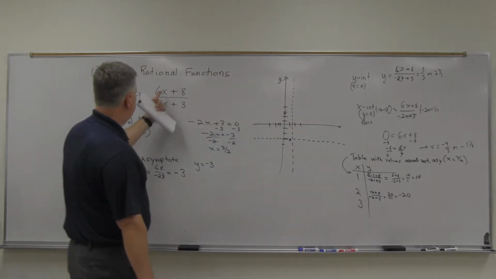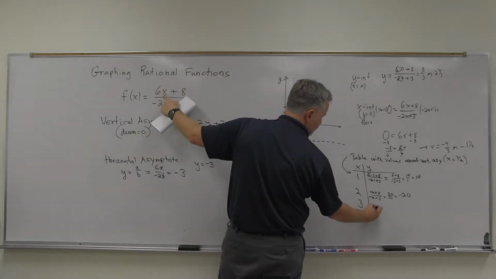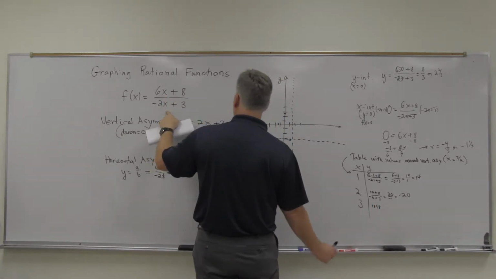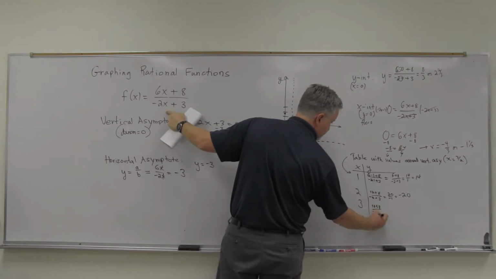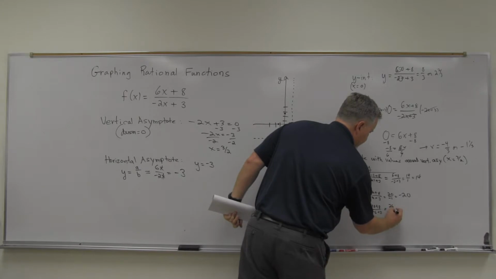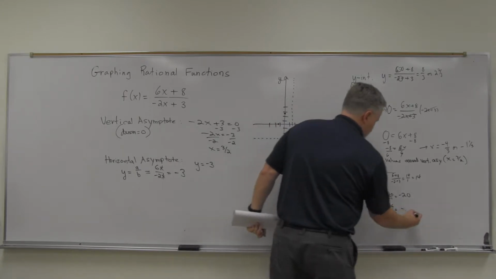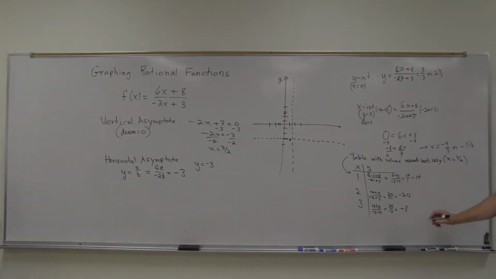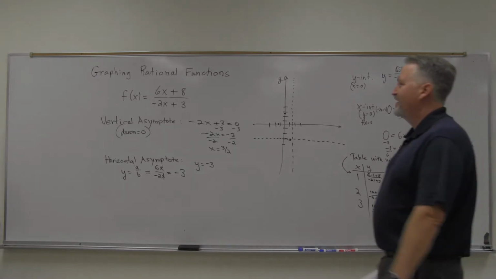And then at x is 3, we've got 18 plus 8. And then -2 times 3, so it'll be -6 plus 3. With me there? 26 over -3, so that's a little over -8, -8.6 repeating or something like that, isn't it? Is that right? Check me on that. Is anybody checking me? Sure, I think that's right. Yes, it is. All right, thank you.